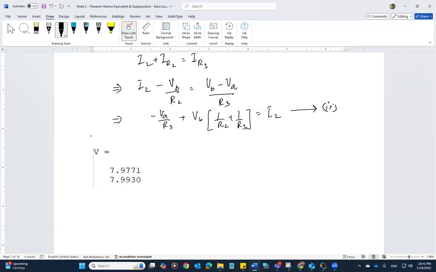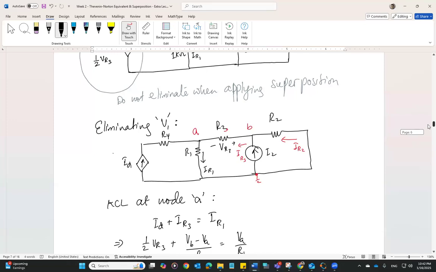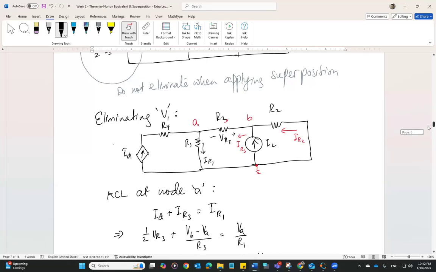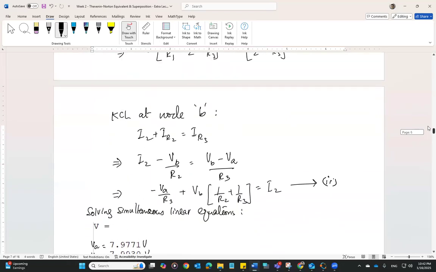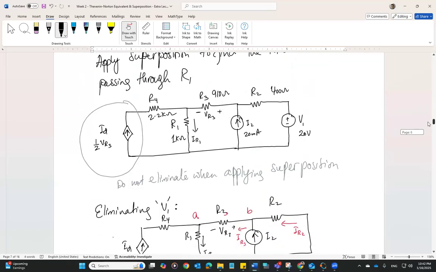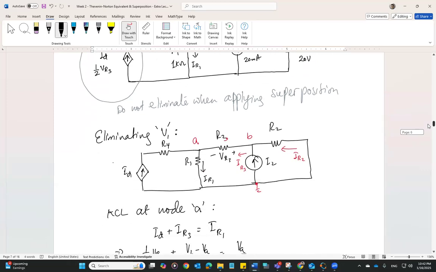So, solving simultaneous linear equations. This is my VA and this is my VB. VA and VB. Interesting, VB is higher, so our voltage across R3 is positive, just barely though.